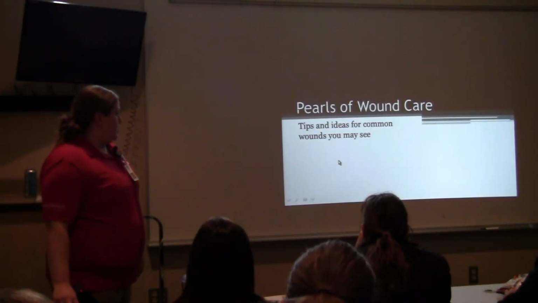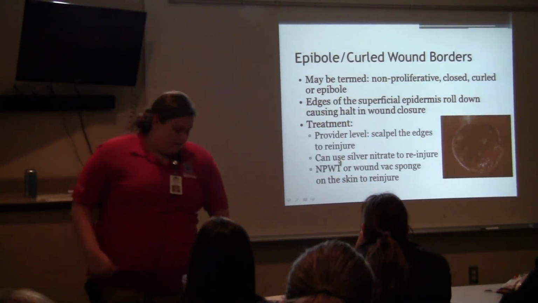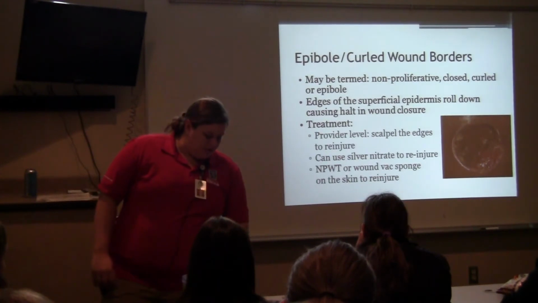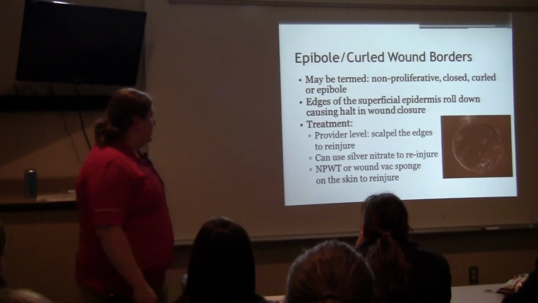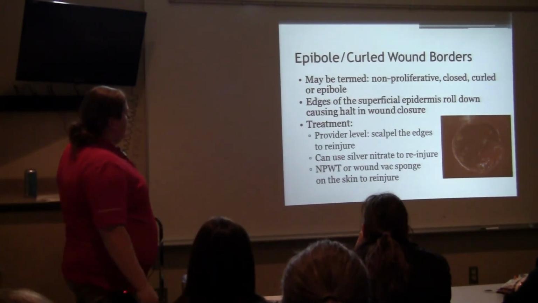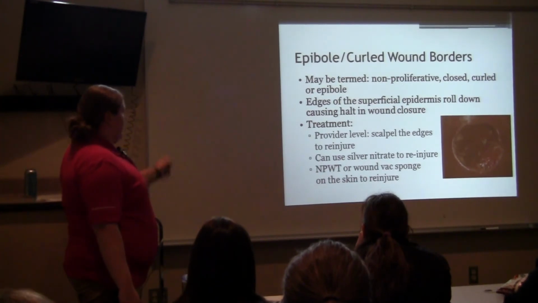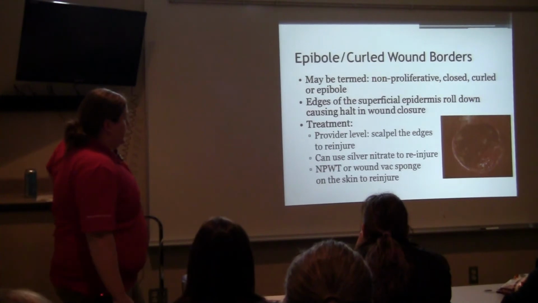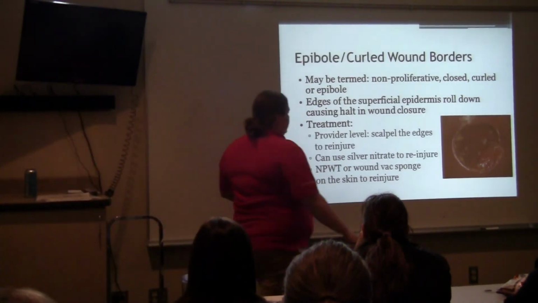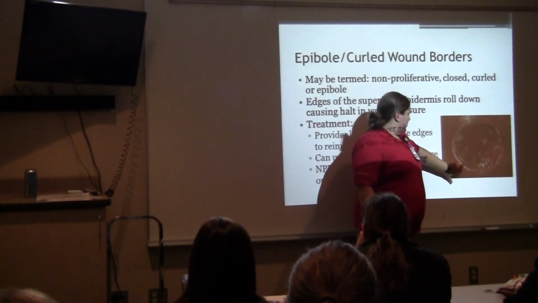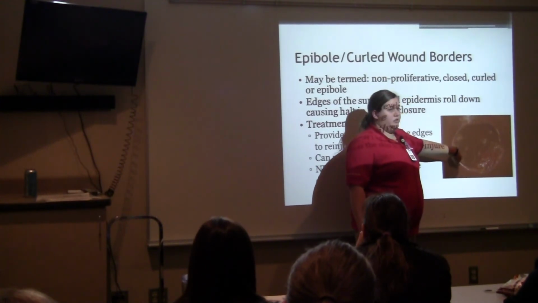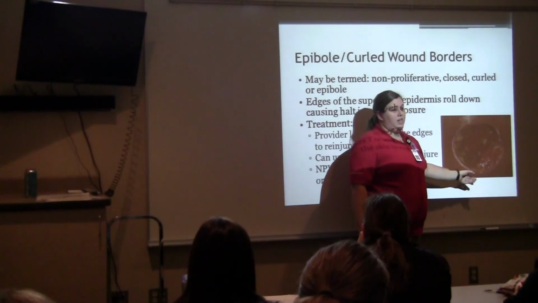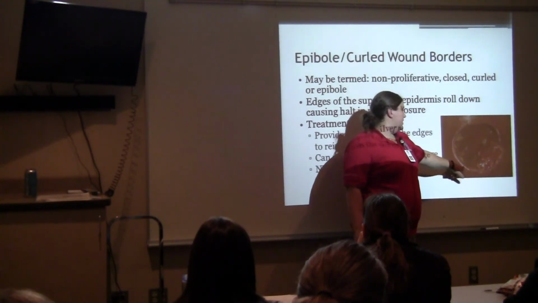So this is just some tips and ideas of stuff that you guys might see commonly and maybe not be sure what to do about it. This is not a great picture again. Sorry, they're so dark on here. This is called epibole, something like that. I don't know exactly. It's curled wound edges. This is what I was talking about earlier, that epithelialization. Those epithelial borders actually curl down and attach to themselves. If you see this at all, this wound will not heal any further unless we intervene.